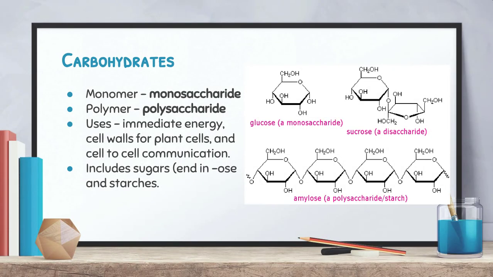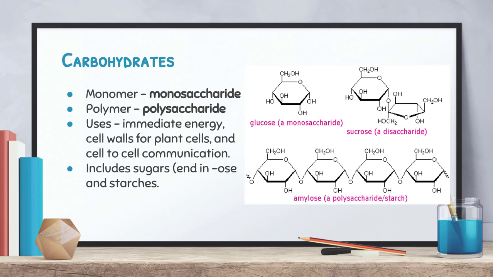So first off, we'll talk about carbohydrates. Now, the monomer for this is known as a monosaccharide. The root saccharide essentially means sugar, and the root mono means one. So this is a single sugar. So if we look to the right here, glucose is an example of a monosaccharide. A disaccharide would be something like sucrose.